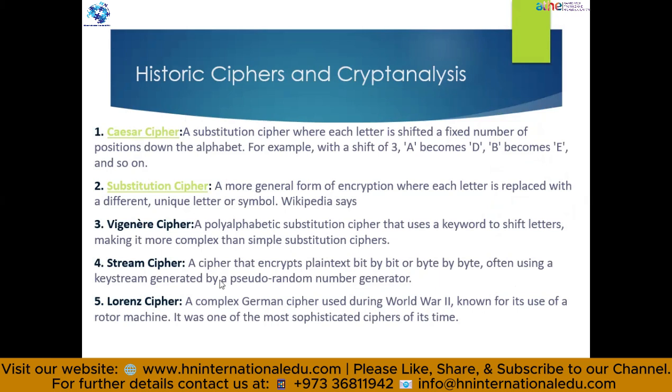So let's see them again. Caesar cipher, a substitution cipher where each letter is shifted by a fixed number of positions down the alphabet, for example, a shift of 3, and so on. Substitution cipher, a more general form of encryption where each letter is replaced with a different unique letter or symbol.